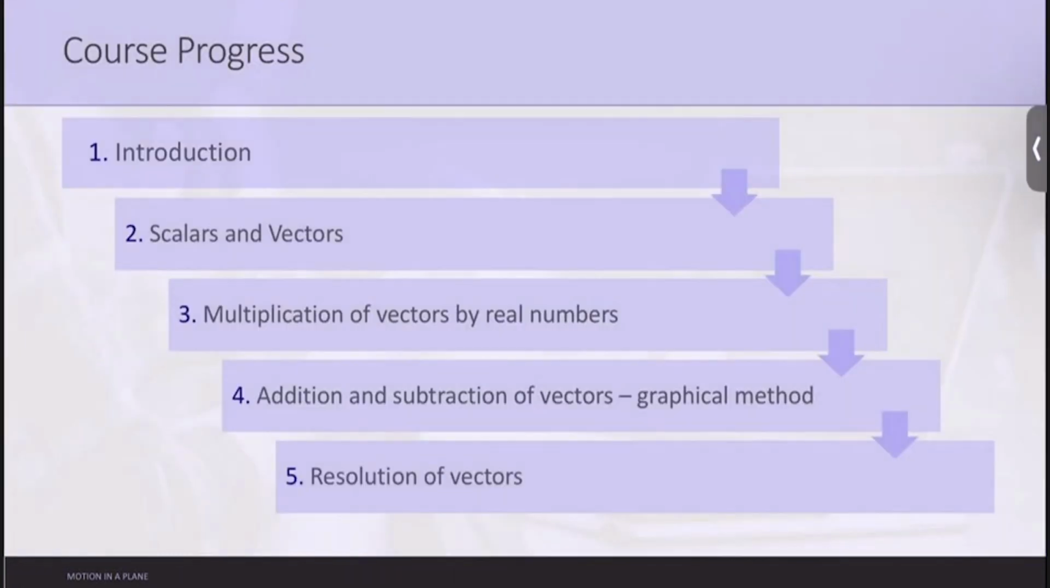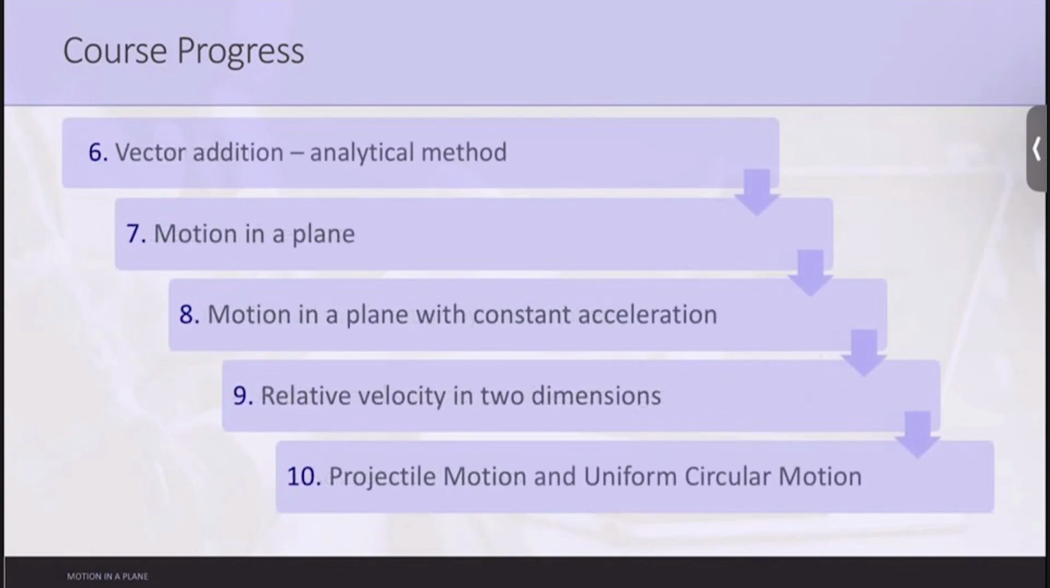So the course progress for you: we started with the introduction, then we went to scalars and vectors, then we understood the multiplication of vectors by real numbers, then the addition and subtraction of vectors, then the resolution of vectors, then the vector addition, that is the analytical method, then motion in a plane. Then motion in a plane with constant acceleration is completed. And in the next class, we'll start with relative velocity in 2 dimensions. It's a very small concept only. And then we can finally move to projectile motion and uniform circular motion.